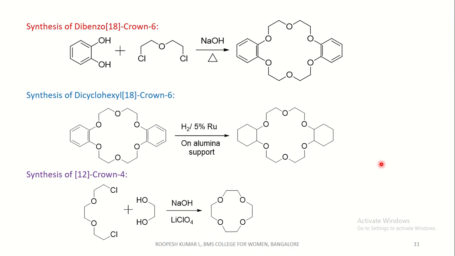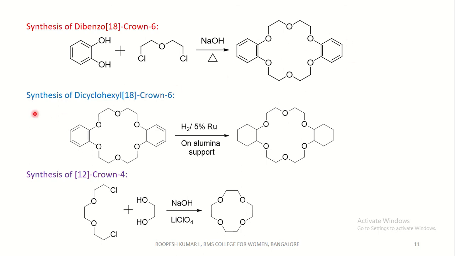Coming to the synthesis of dibenzo-18-crown-6. This is catechol, which reacts with 2,2-dichlorodiethyl ether in the presence of a base. Here I have chosen NaOH to give the corresponding dibenzo-18-crown-6.